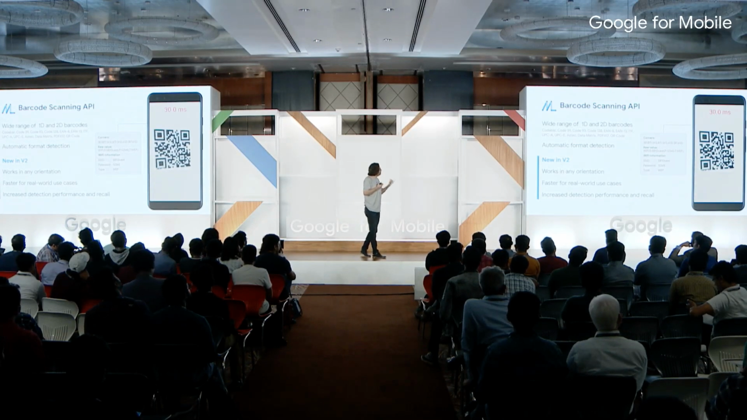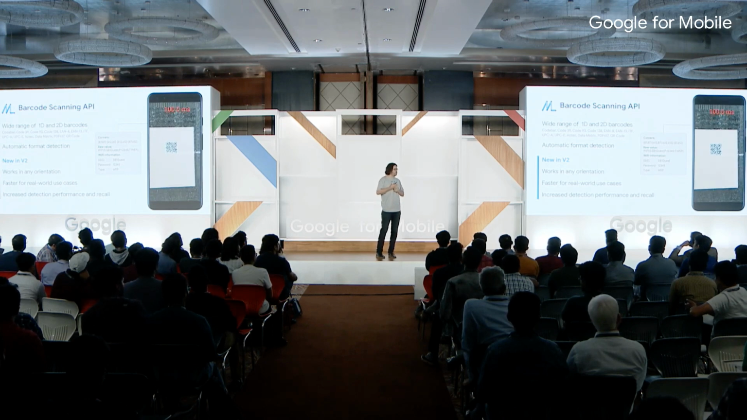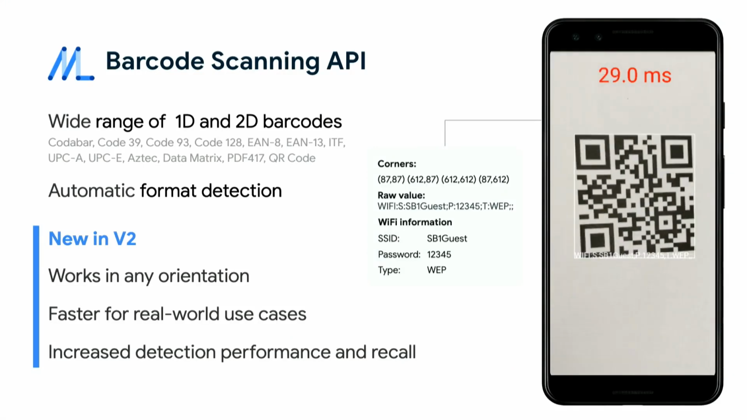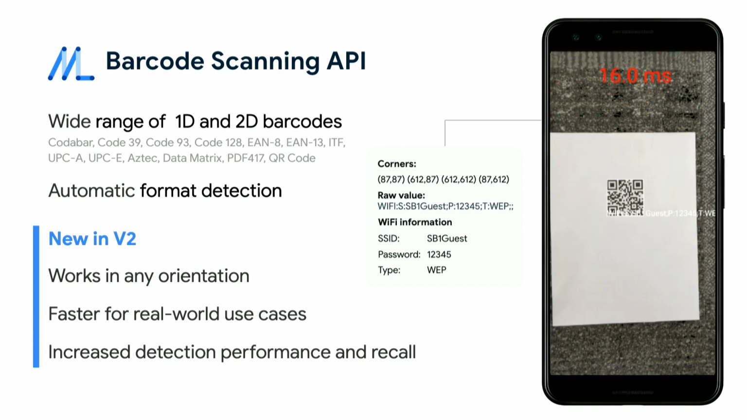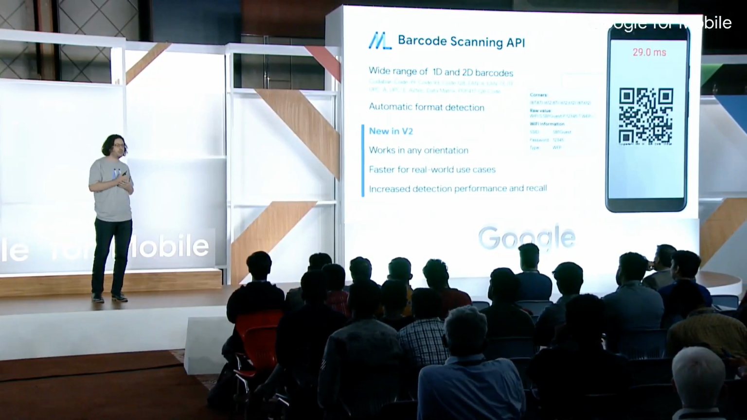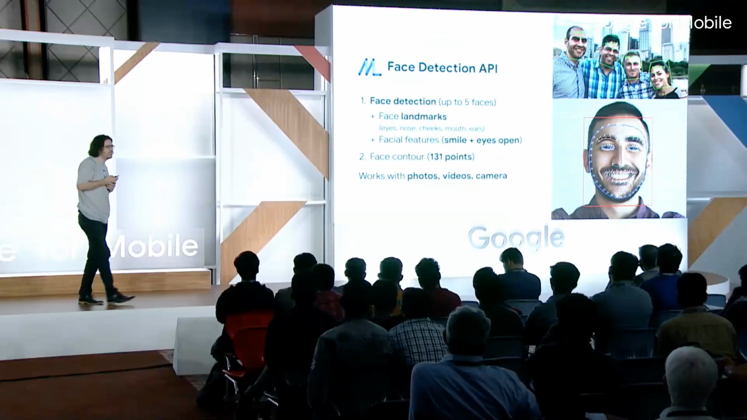We recently updated the model, so we have V2, and in V2, we actually get much better detection of barcodes, also under bad conditions. And we also made it a lot faster to detect barcodes, especially when they're farther away from the camera. So in real-world use cases, this should lead to at least 2 to 3 times improvements on latency.